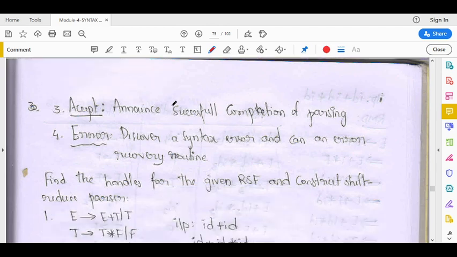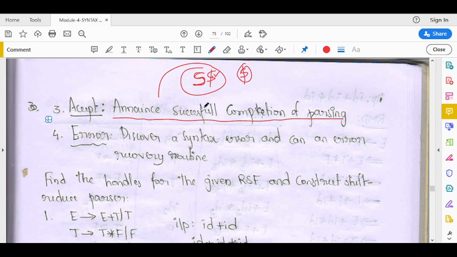The next two things are, at the end, when to reject and when to accept. Accept is when you announce successful completion of the parsing. That is, you encounter dollar and dollar. That means I don't have any symbol left in the stack besides the starting symbol, and I don't have anything in my input. So this is about the acceptance, the completion of parsing. Error is where I discover a syntax error.